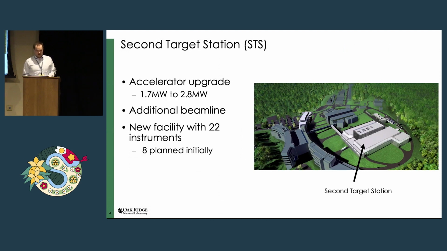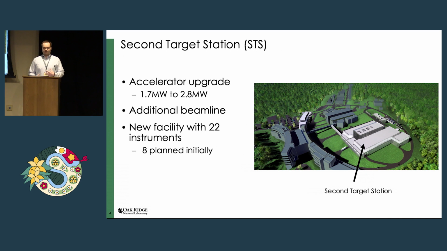Additionally, Oak Ridge has been planning the second target station for quite some time now. This is a planned facility to basically double the power of the accelerator. So double the output, put in an additional beamline, and on that beamline, we have a new facility with support for up to 22 instruments, 8 of which are planned initially.